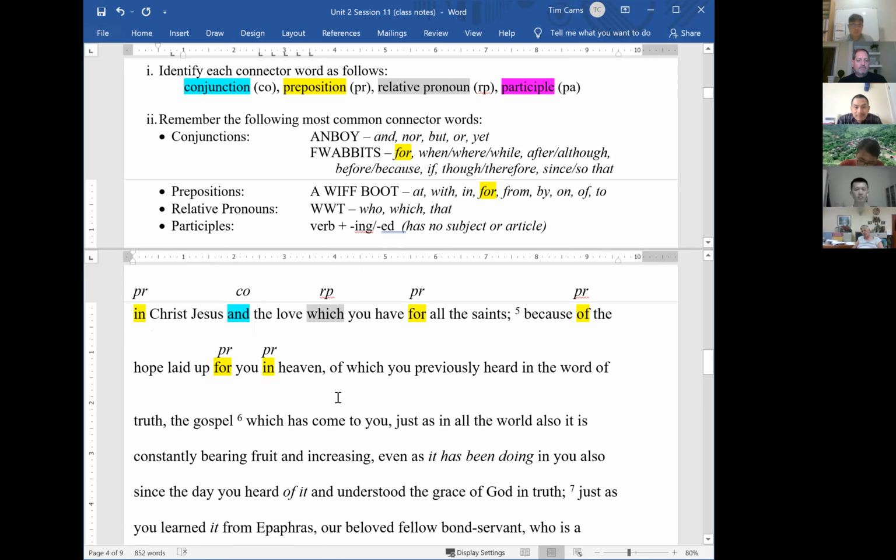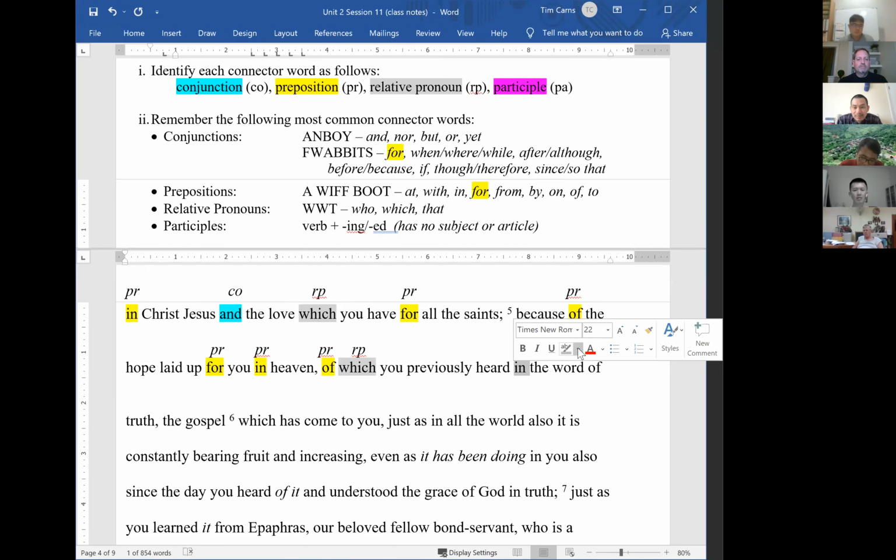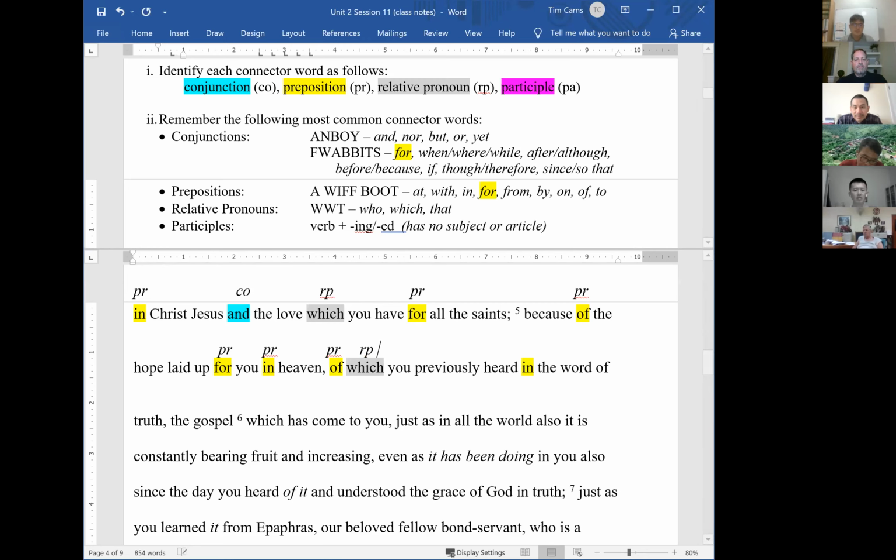And another of. Yep. Good. Preposition. Very good. And which, also a relative pronoun. Yes. Excellent. All right. In the word, in is another preposition. Yes. Okay. And another one is the word of. Preposition. Yes. Okay, good.